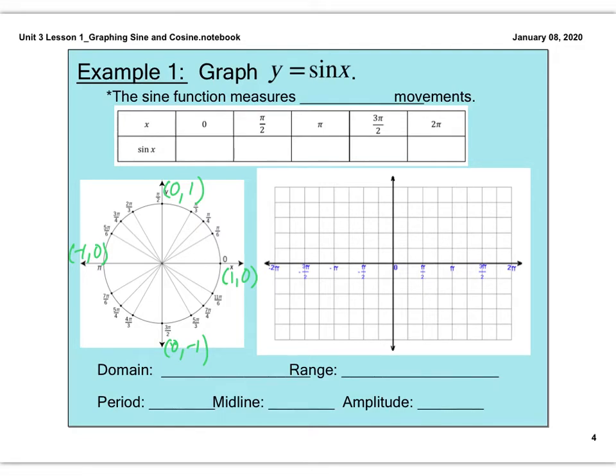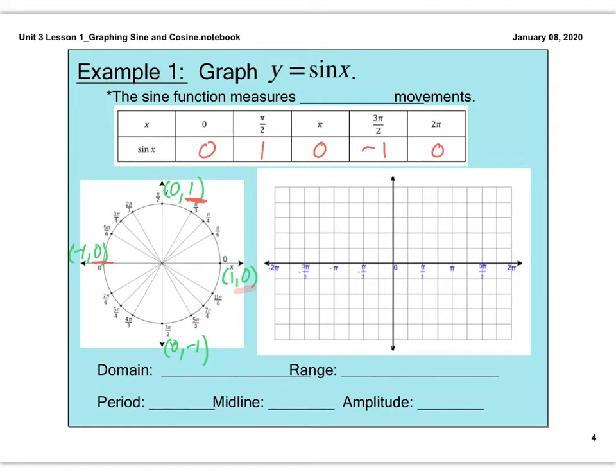So remember, sine is your y value. If we fill in the sine function, we're looking at what's the y value at 0? Well, the y value at 0 is 0. The y value at pi over 2 is 1. The y value at pi, or the sine value, is 0. At 3 pi over 2, the sine value is negative 1. And at 2 pi, we're back to 0.